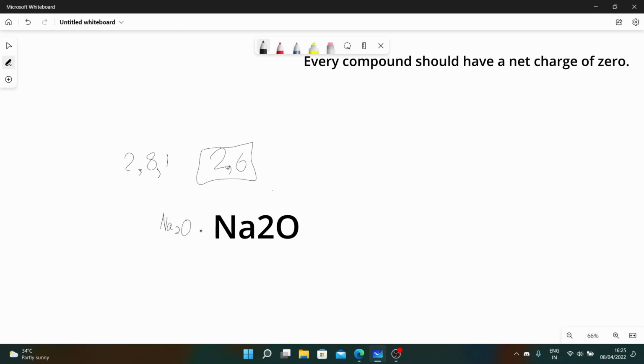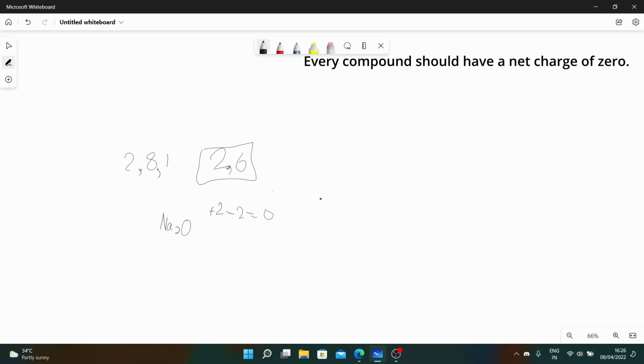Now we can also balance the charges over here. So 2 sodium atoms in total will have a charge of 2 plus, while 1 oxygen atom, which is reacting over here, will have a charge of minus 2. So it will be plus 2 minus 2, and that gives us a net charge of 0. So it is a compound. We can confirm that. Now we have learned the basics of ionic bonding.